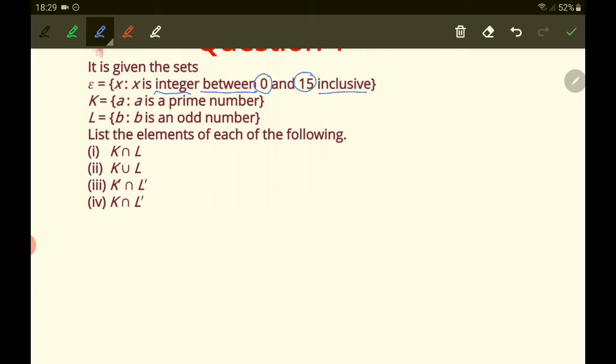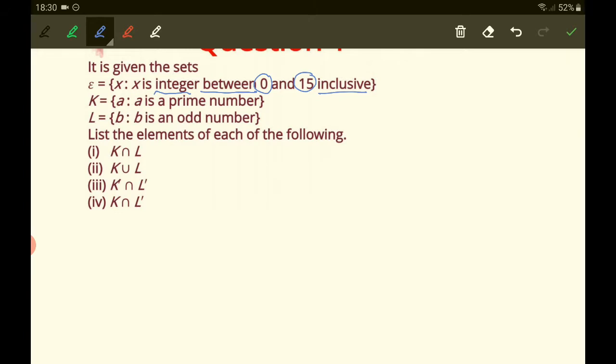I want to explain again, maybe you forgot the meaning of inclusive. Inclusive means that 0 and 15 are also included. If there is no word inclusive, it means 0 and 15 are not included. Because there is the word inclusive, 0 and 15 are included on the list.